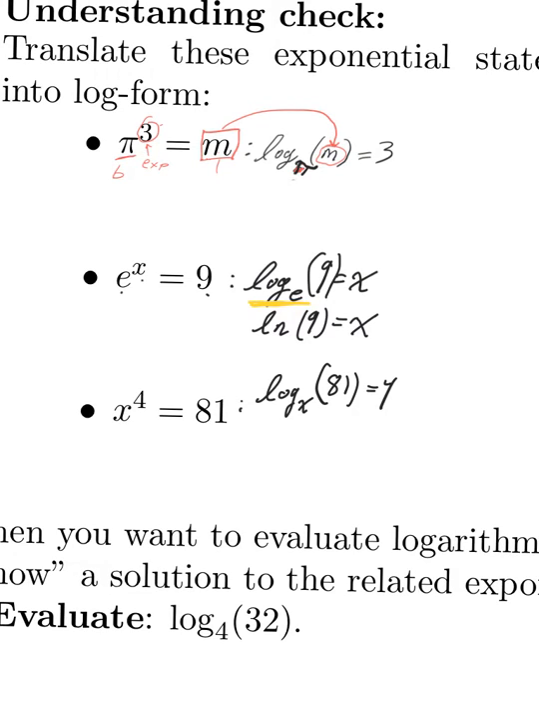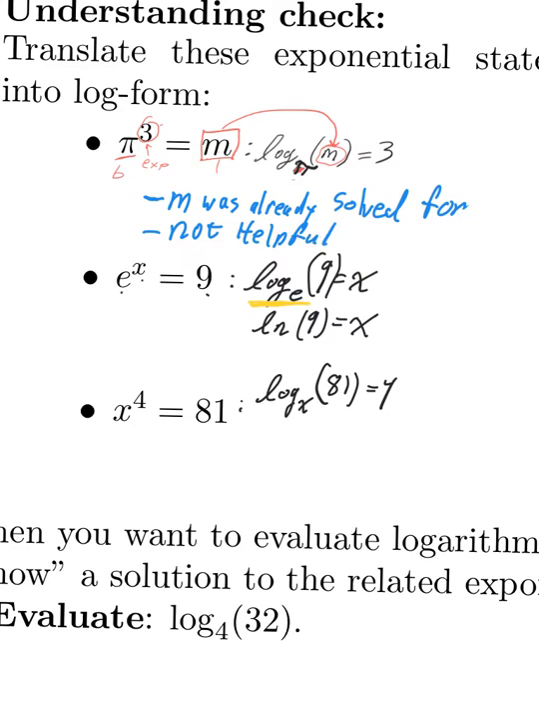Well, m was already solved for. We already had the equation of the form number equals m. So, in this case, this was not helpful. All right, well, that happens sometimes.